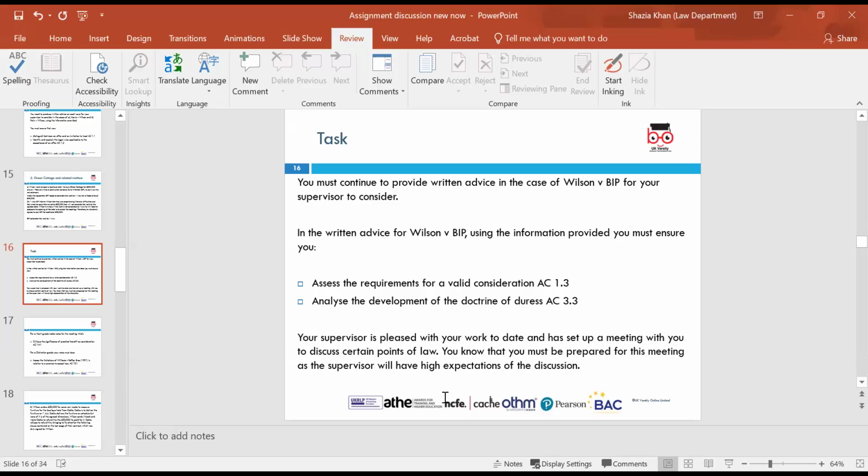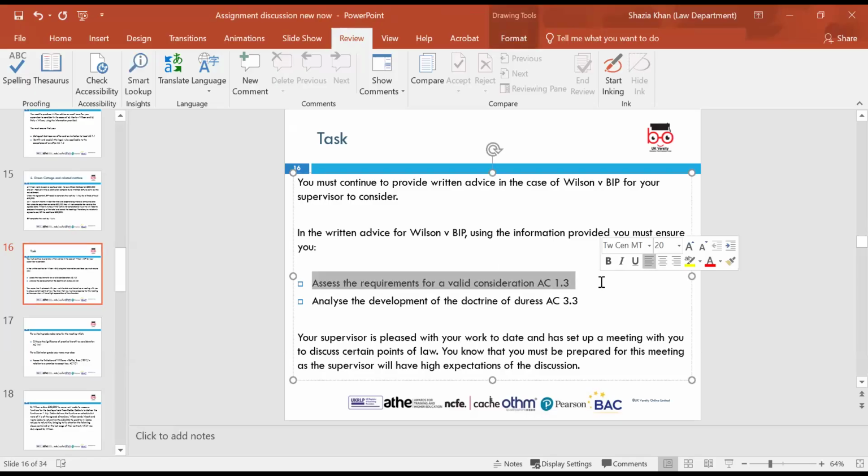You must ensure that you firstly look at assessing the requirements for valid consideration. So here you would be looking at, for this task, consideration and duress. You would look at discussing what consideration is. Would you need to look at what valid consideration is as well? Yes, you would need to look at cases such as Hartley and Ponsonby, Stilk and Myrick.